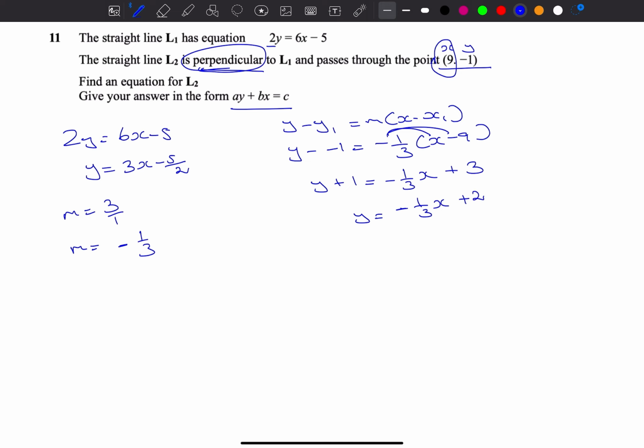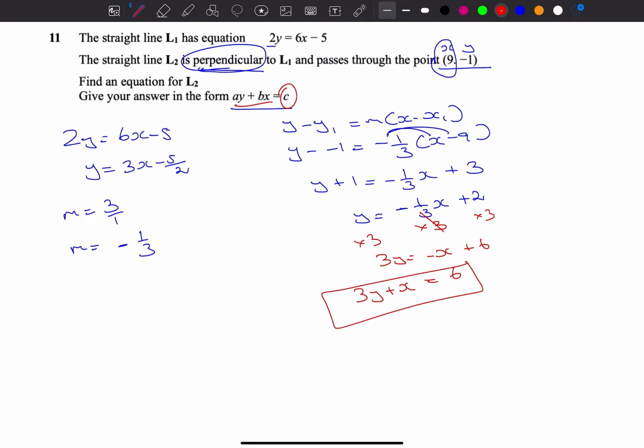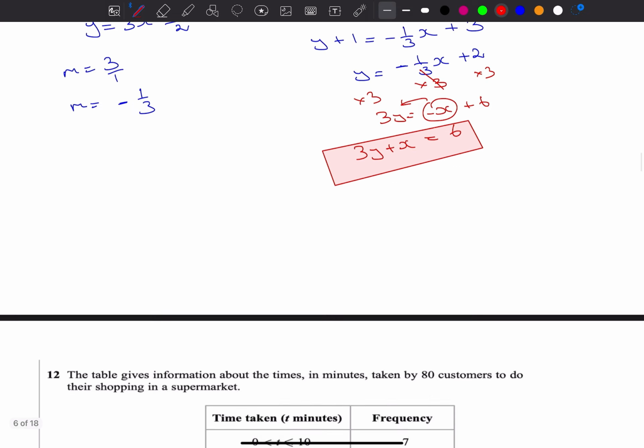And you would like to do it in that form. So what is the denominator there? Times by 3 to get rid of the denominator. That will cancel and give you 3y equals minus x plus 6. Keep the number here. Remember, they kept the number, x and y on the other side. 3y plus x, because remember, it's a minus x here, right? That goes to the other side. It's plus x. Okay, good. Next one.